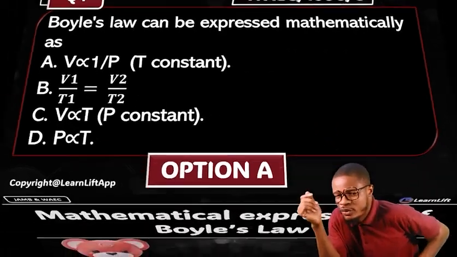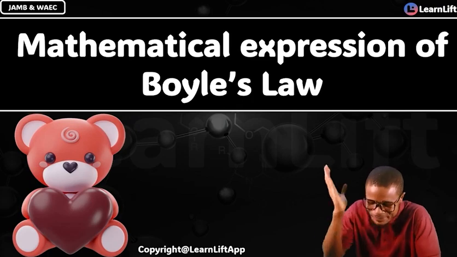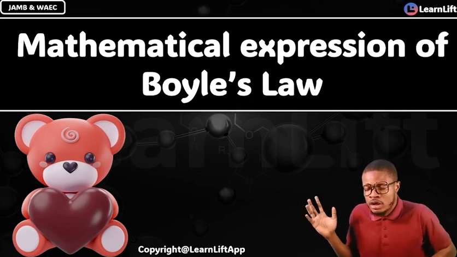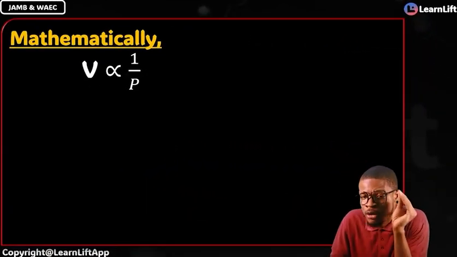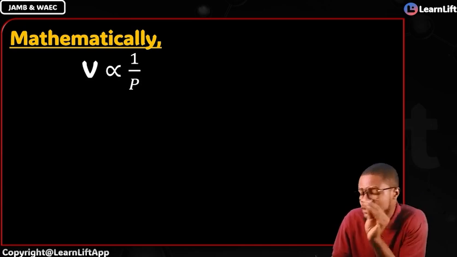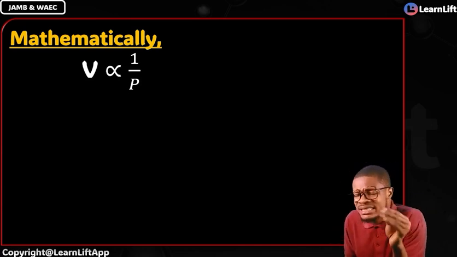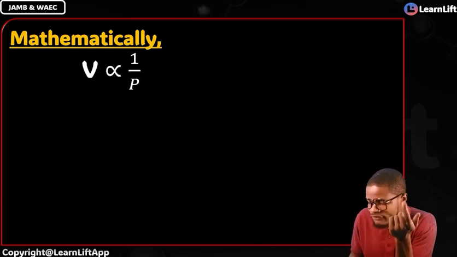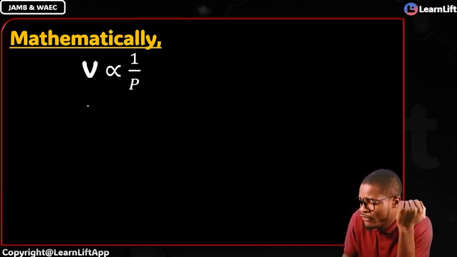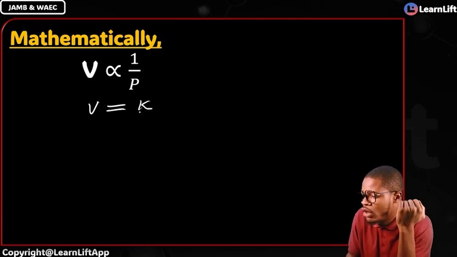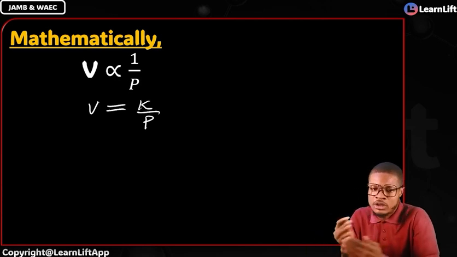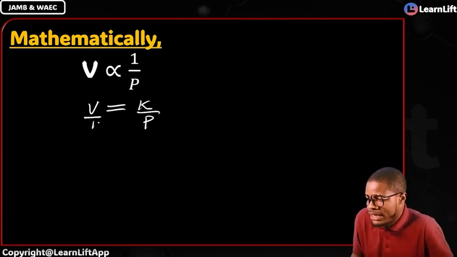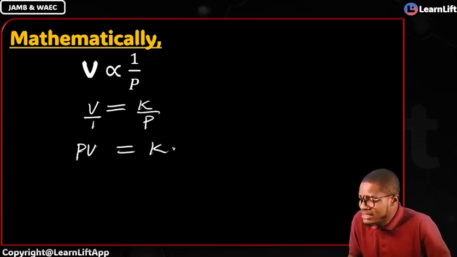I like you not to forget this very quickly with me. What is the mathematical expression of Boyle's law? It states clearly that volume is inversely proportional to pressure. Simple. Now, if volume is inversely proportional to pressure, what does it mean? Follow me, let's do some small solving here. It means volume is equal to K over P. If V equals K over P, can I cross multiply? Yes. Make this over 1, then cross multiply. It means that PV is equal to K.